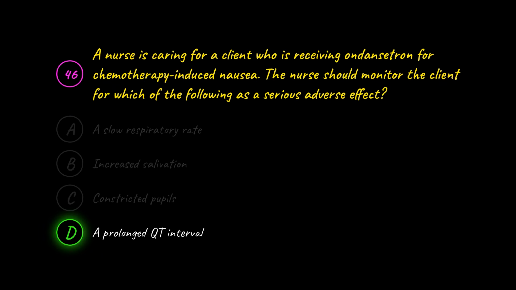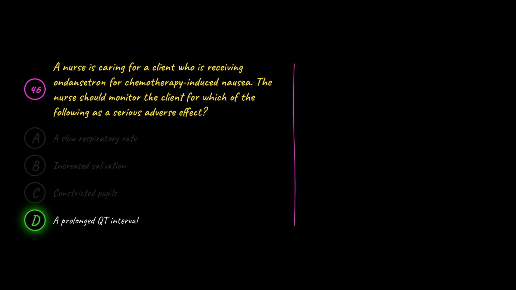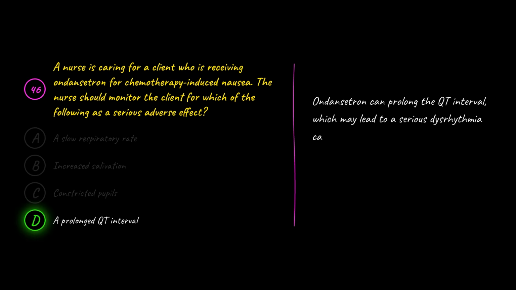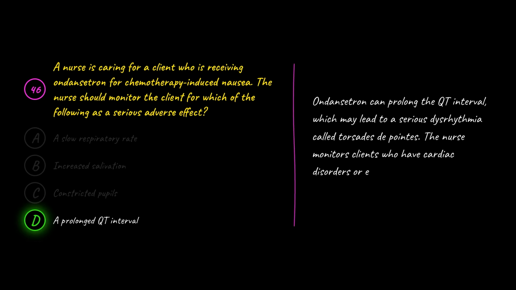The correct answer is D. A prolonged QT interval. D is correct because ondansetron can prolong the QT interval, which may lead to a serious dysrhythmia called torsades de pointes. The nurse monitors clients who have cardiac disorders or electrolyte problems for this heart rhythm change.